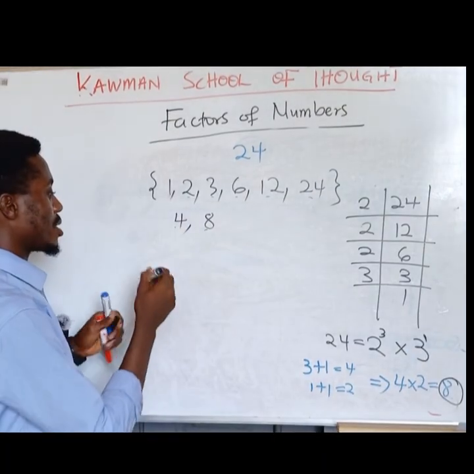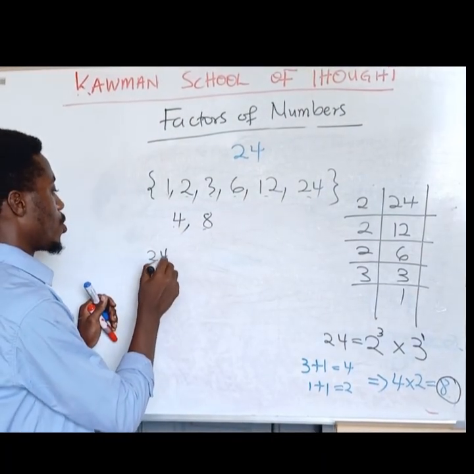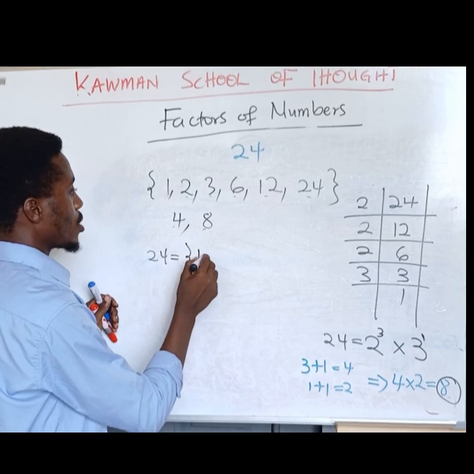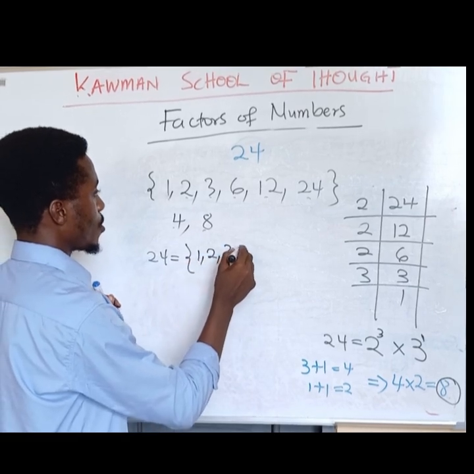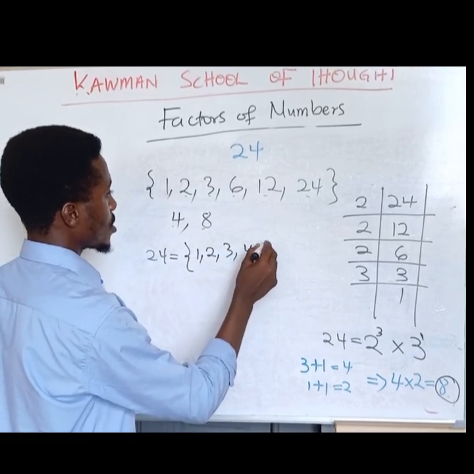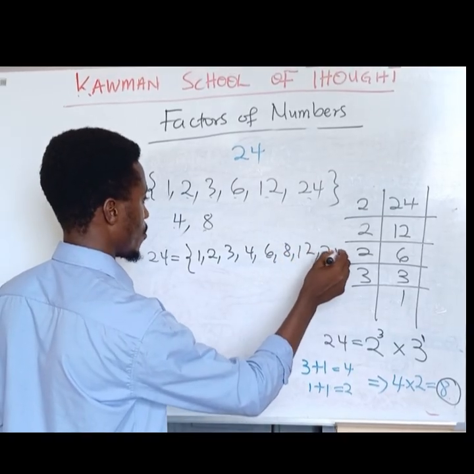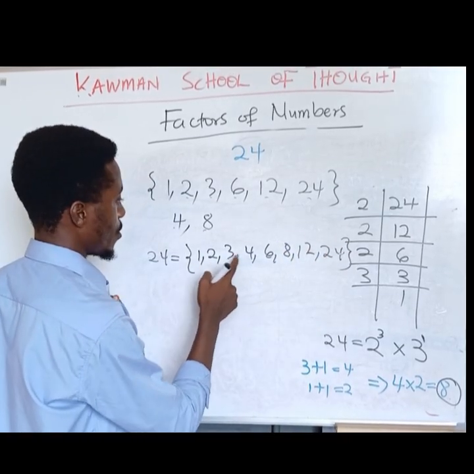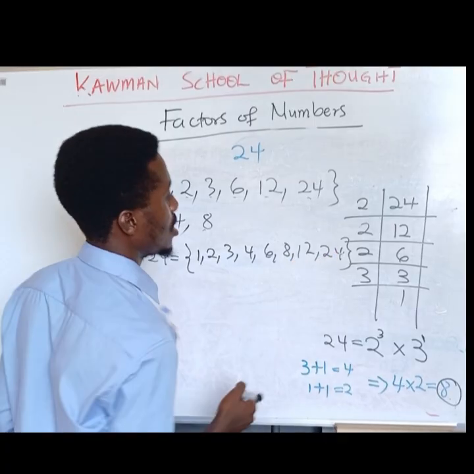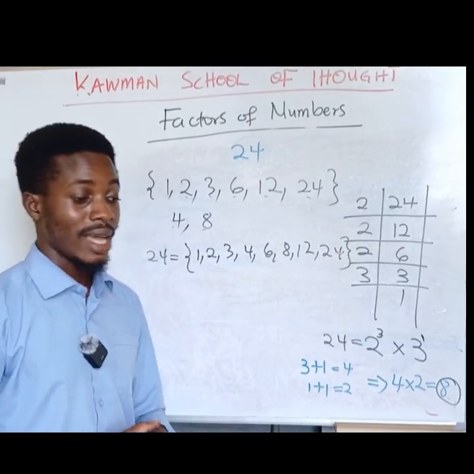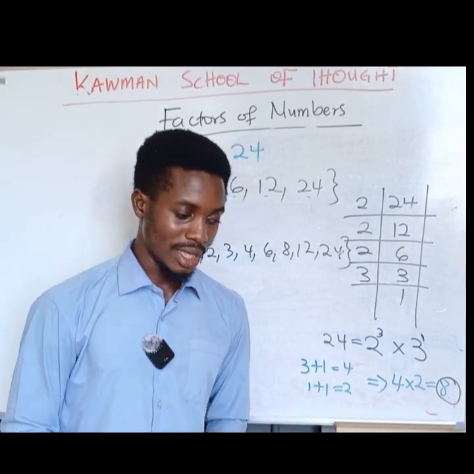Therefore, we rewrite this in ascending order. So 24 is going to be equal to 1, 2, 3, 4, 6, 8, 12 and 24. So 1, 2, 3, 4, 5, 6, 7, 8 factors. Have you seen it? As easy as ABC.